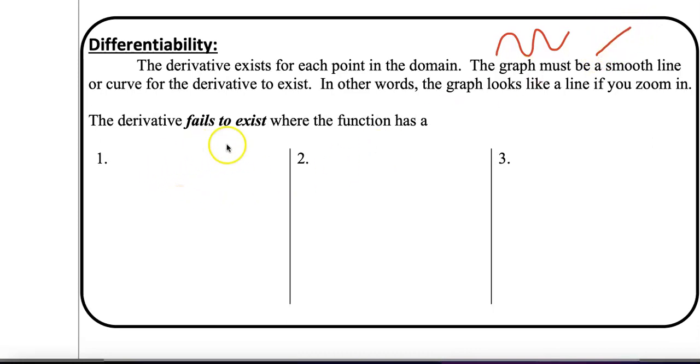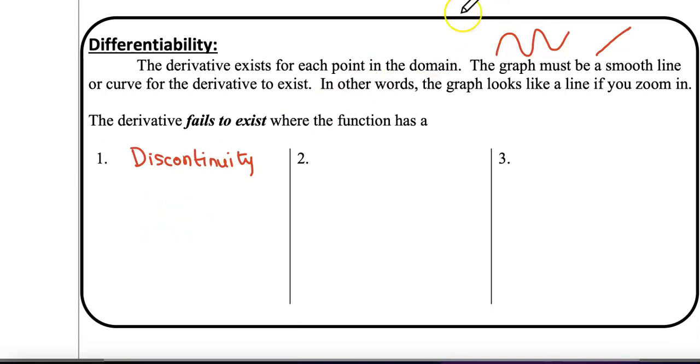Now let's see the rules. The derivative fails to exist when a function has what? Number one is discontinuity. If the function is discontinuous, it will not be differentiable. So how do we figure that out? First of all, tell me, is this function a continuous function? Yes, that's a continuous function.